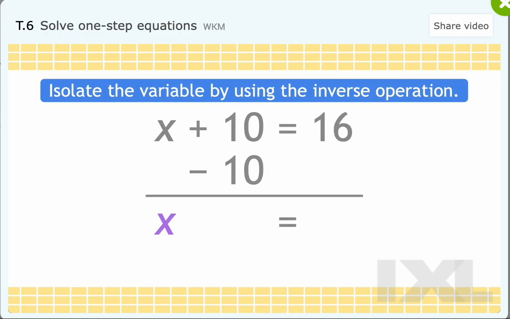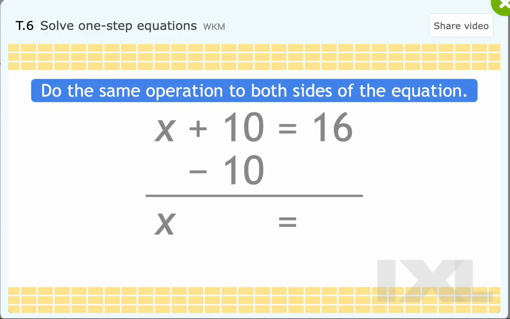Do you remember how earlier in the video we learned that an equation is like a balance, so both sides must be equal? To keep the equation balanced, we need to do the same operation on both sides of the equation. So if we subtract 10 from the left side of the equation, we also need to subtract 10 from the right side. 16 minus 10 equals 6, so now we have x on the left side of the equation and 6 on the right side of the equation. This means x equals 6.